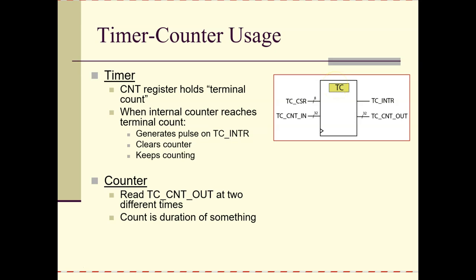So once again, there's the timer feature in here. Essentially, there's a register that holds a terminal count, and when that terminal count equals a normal counter inside this thing, it sends out a pulse. I can also measure the time of events by reading the output of the timer counter at two different times and taking the difference between those readings to give me a time reading.